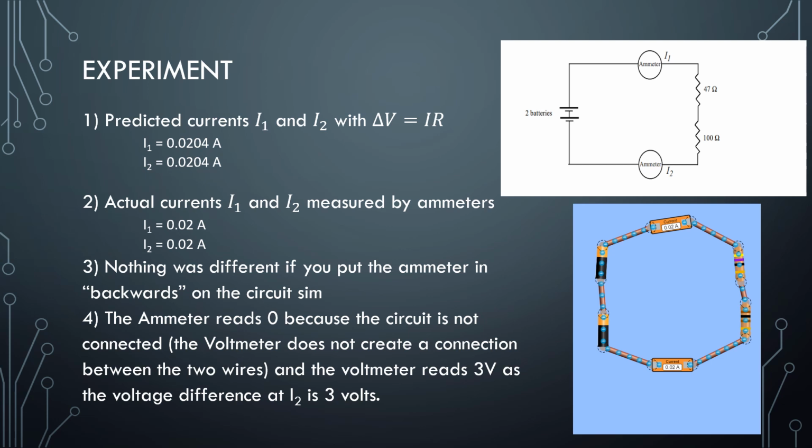For question 4, in part 2, the ammeter reads 0 because the circuit is not connected. A voltmeter does not create a connection between the two wires, and the voltmeter reads 3 volts as the voltage difference at I2 is 3 volts.